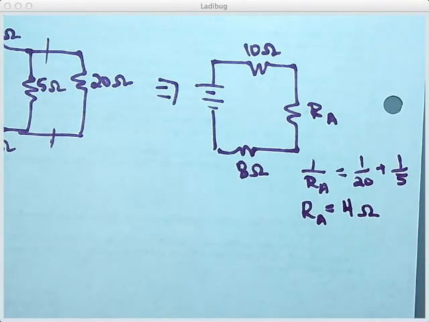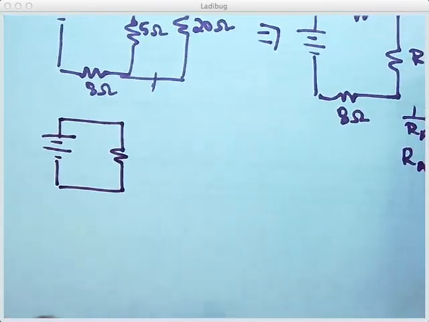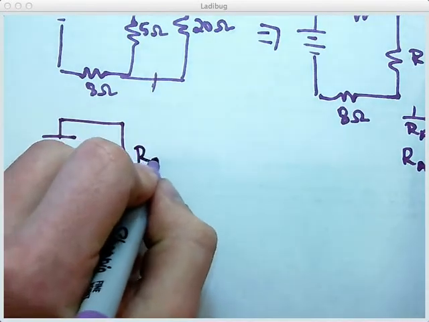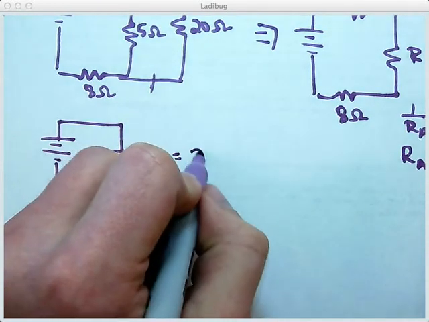All right, now look at that. Since I've done parallel, I'll go back to series. You see that those are all in a series now. Okay, so the series sums. And so what this is going to turn into is one equivalent resistance. Okay, and that equivalent resistance is going to be 22 ohms, right?